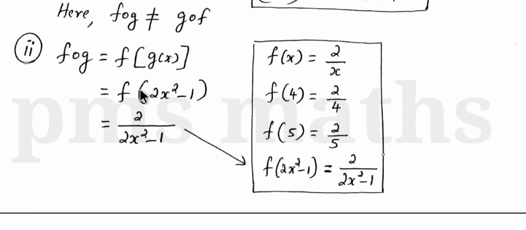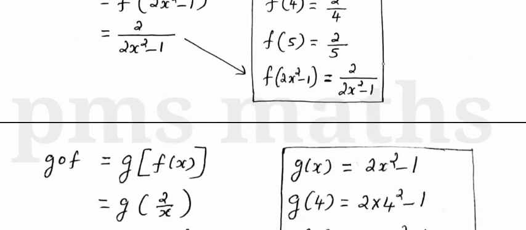Then here we want f of 2x square minus 1. f of 2x square minus 1 is nothing but 2 by, here instead of x, we can substitute 2x square minus 1. Therefore, 2 by x becomes 2 by 2x square minus 1. Therefore, the value of f of 2x square minus 1 is nothing but 2 by 2x square minus 1.